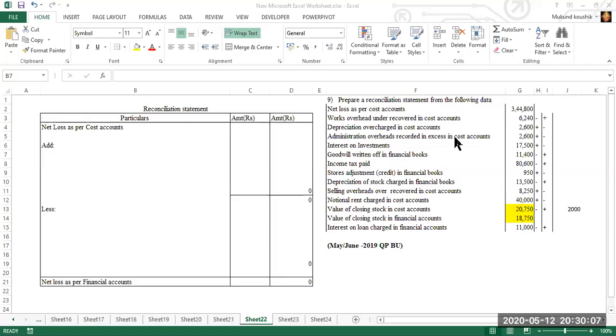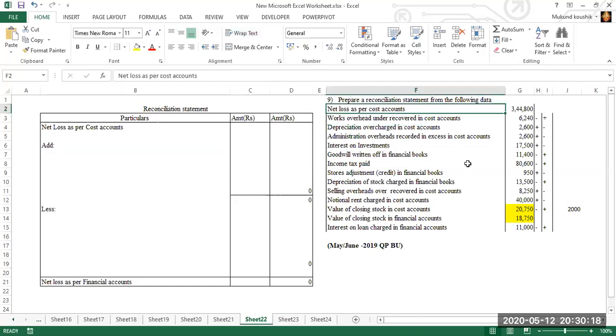Hello students, today we are going to discuss question number 9. Again in this problem, they are asking us to prepare a reconciliation statement. Now, they have given net loss as per cost accounts and they have not given net loss as per financial accounts. So we have to find out the net loss as per financial accounts by preparing a reconciliation statement. Now, how do we basically do this?